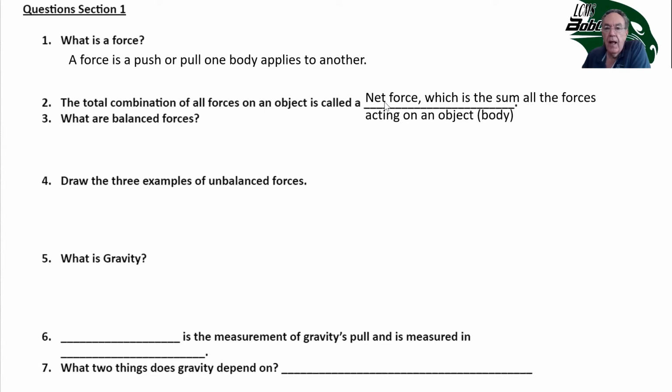The combination of all the forces on an object is called net force, which is the sum of all the forces acting on an object, or as we say in physics, the body.